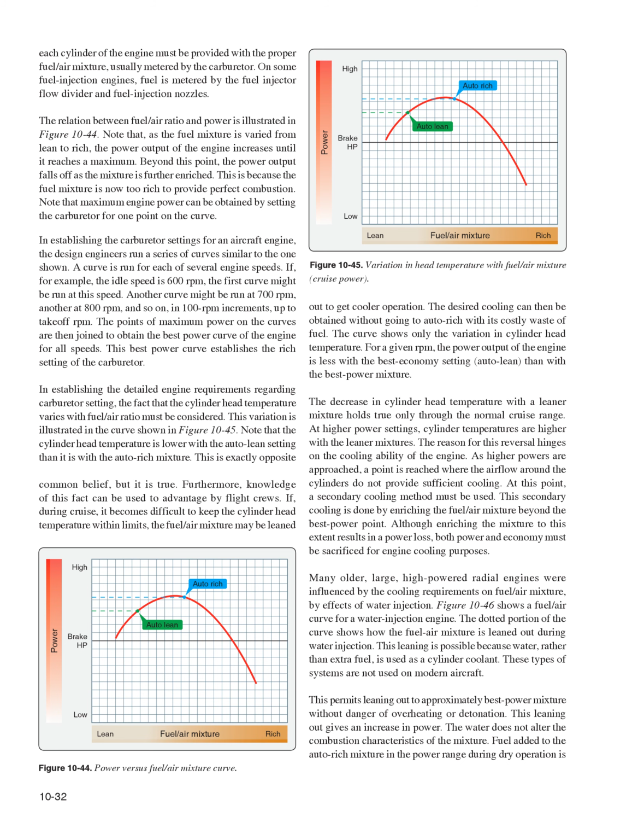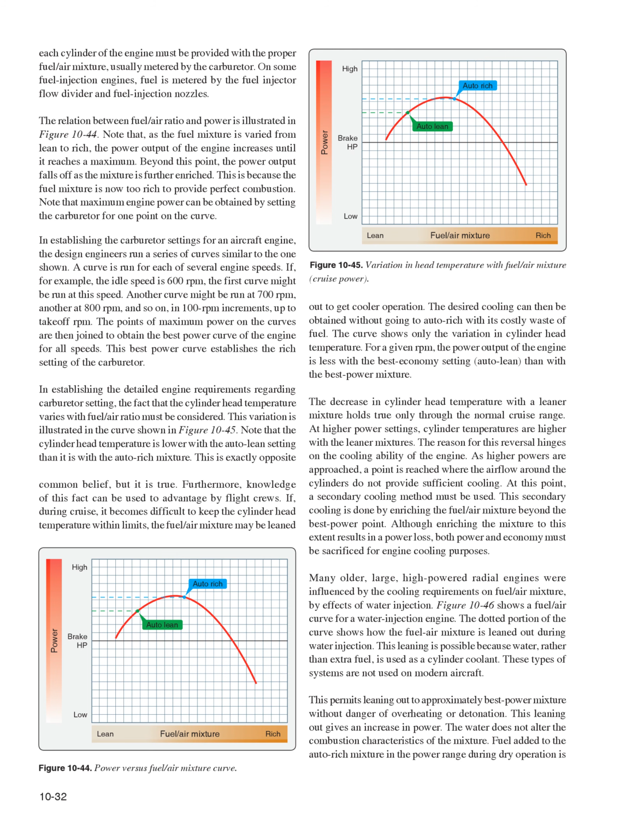The reason for this reversal hinges on the cooling ability of the engine. As higher powers are approached, a point is reached where the airflow around the cylinders does not provide sufficient cooling. At this point, a secondary cooling method must be used. This secondary cooling is done by enriching the fuel/air mixture beyond the best power point. Although enriching the mixture to this extent results in a power loss, both power and economy must be sacrificed for engine cooling purposes.